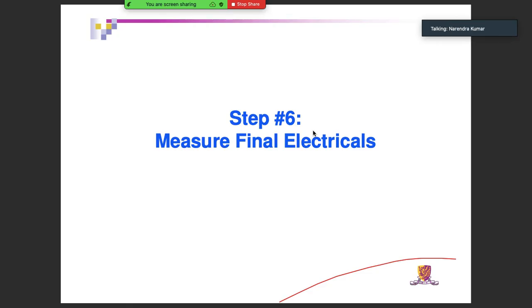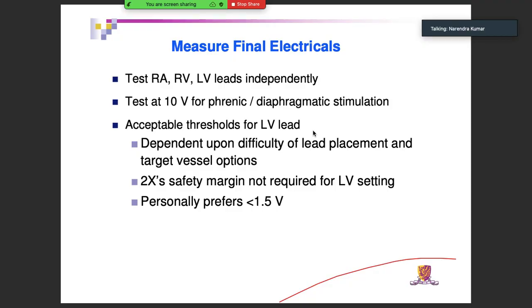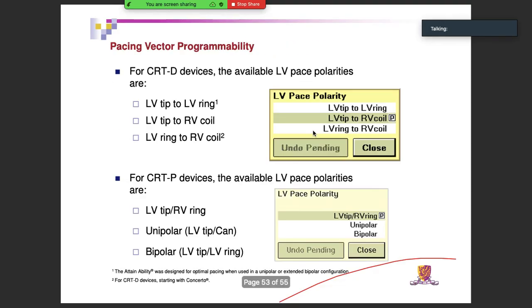Then, of course, an important thing is to check for the final electricals. Test the RA, RV and the LV leads independently, and always test at 10 volts for phrenic or diaphragmatic stimulation as well. After you have done that, you should look for an acceptable threshold for the LV lead. Depending upon the difficulty of the lead placement and target vessel options, you should be careful about how much you accept. But people tend to prefer, on a normal basis, less than 1.5 volts, in fact.